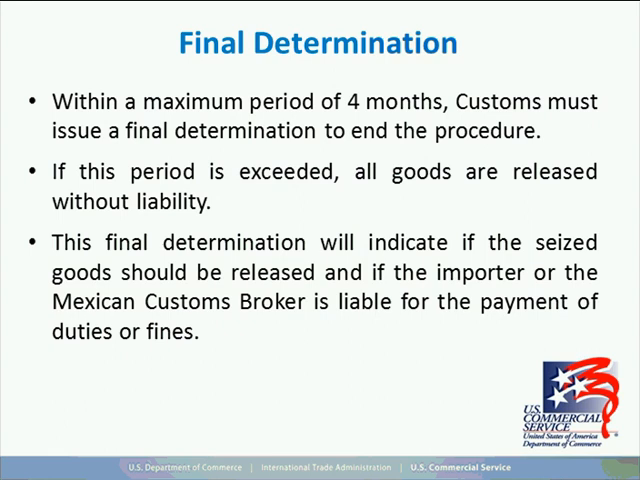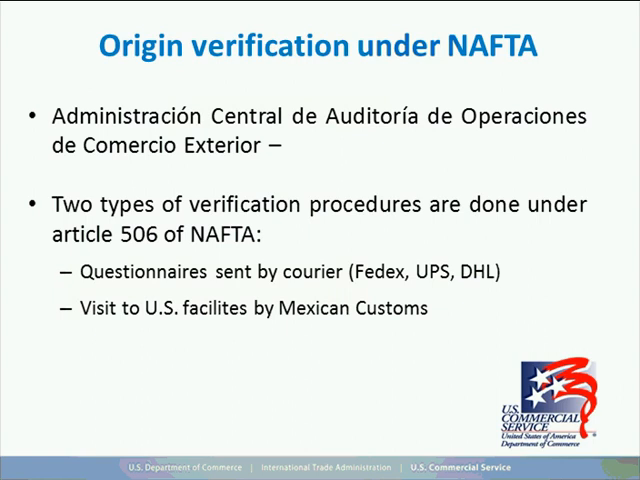So you will receive in 3 months tops your final determination. And this final determination will indicate if the seized goods should be released and if the importer or the Mexican Customs broker is liable for the payment of duties or fines. So this basically shows the first 3 scenarios of verification that we mentioned, how the procedure works, and at the end, how a final determination is issued by Customs. And I just need you to remember this final step of a final determination before we analyze further litigation in the other stages of litigation.